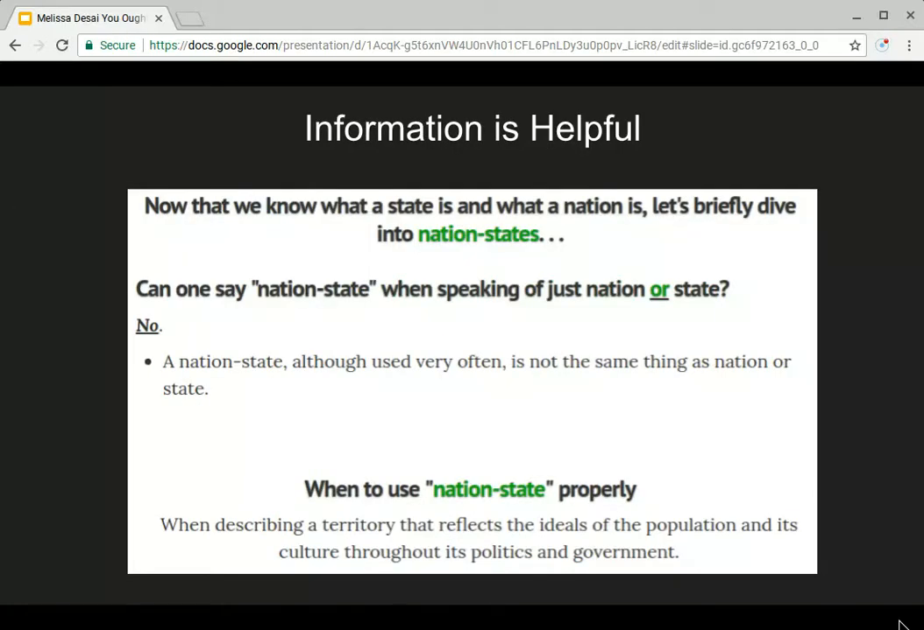Lastly, here we see that my information is helpful and useful for my reader to take the information provided and apply it elsewhere. This is seen when I give the reader advice on when to use a term for my webpage.